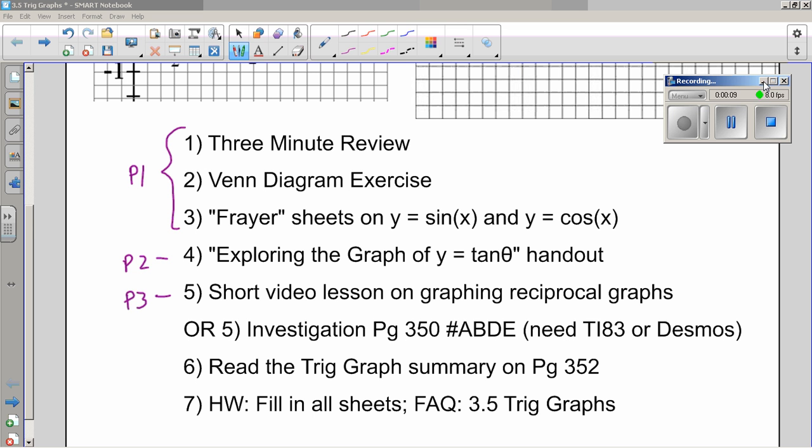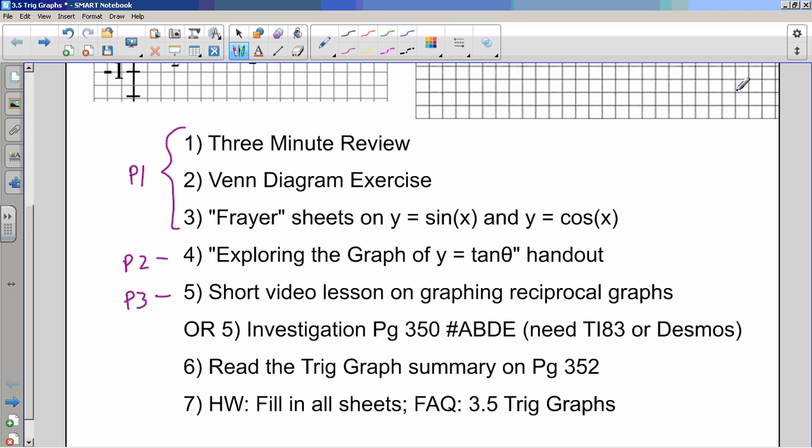Strange lessons, 3.5 trig graphs. A lot of this is review, except we're not talking about degrees anymore, we're talking about radians, and so that's what's new. First of all, I want to explain how this is going to go, because it's going to be another one of these little back and forth businesses.